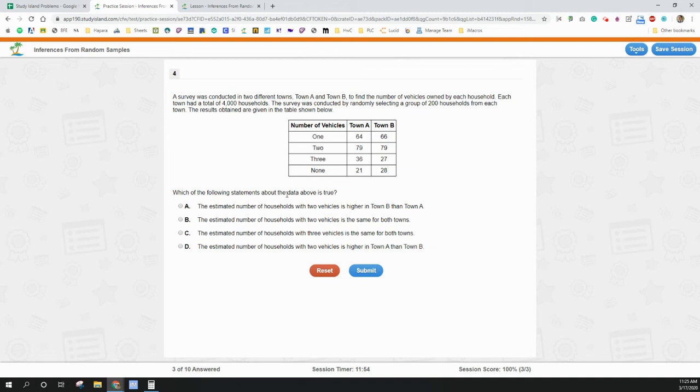So which of the following statements about the data above is true? We have the data for town A, for town B. Each of these should add up to 200. And the reason that they add up to 200 is because that's how many that we chose from each town.